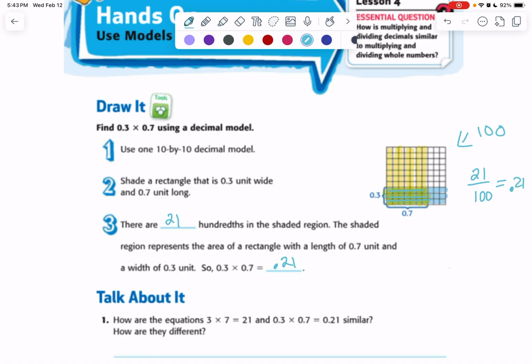So what are we learning from this that we need to remember? When you multiply tenths times tenths, you get hundredths. Hundredths. There we go. So that's a good thing to remember. Anytime you have tenths times tenths, the product is going to be hundredths.